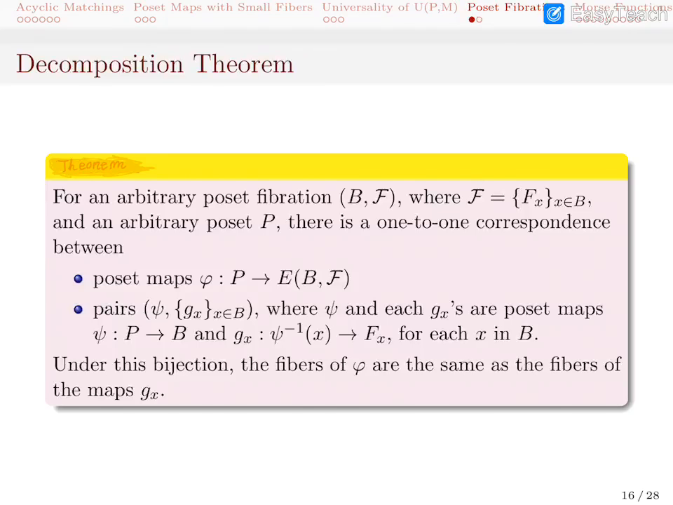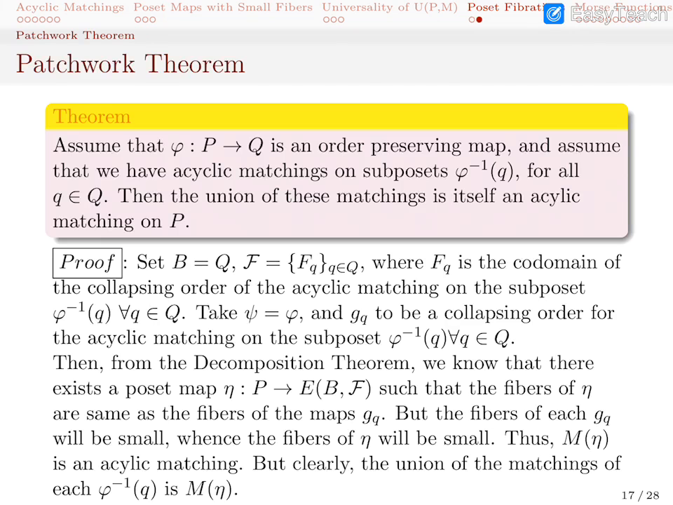But I will be using this theorem to prove the next result, which is known as the patchwork theorem. So the statement is that if you have an order preserving map phi between two posets P and Q, and also assume that you have an acyclic matching on these subposets phi inverse of q for each q in Q, then the union of these matchings is itself an acyclic matching on P.